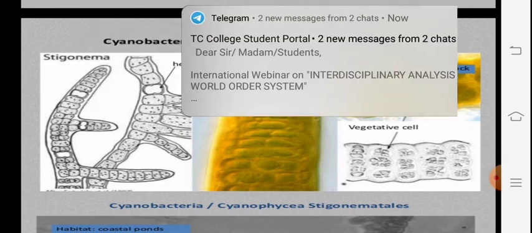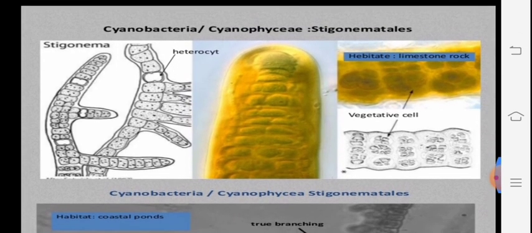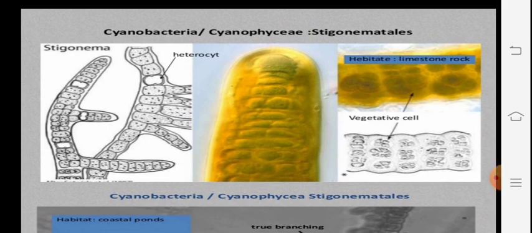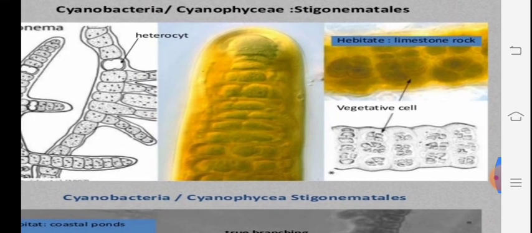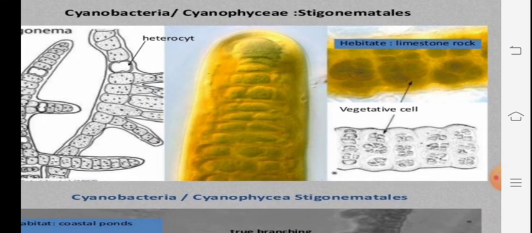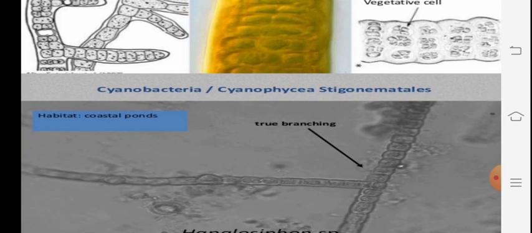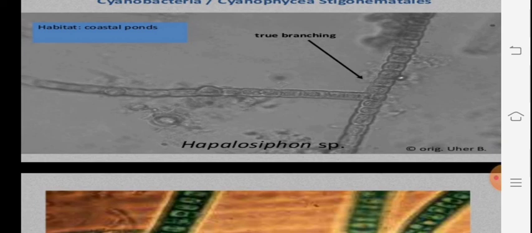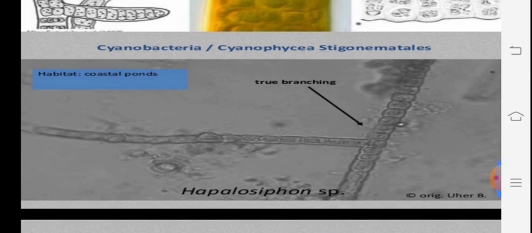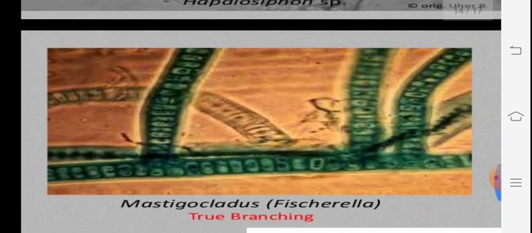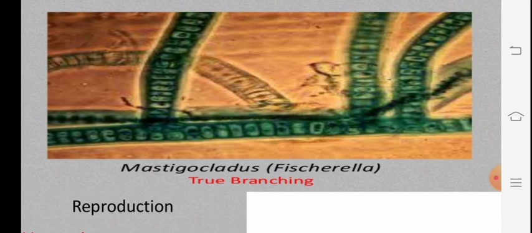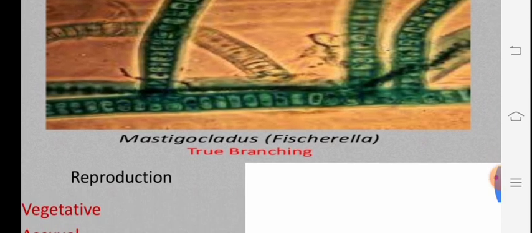Then next, cyanobacteria members. So this shows the heterocyst is there. So this heterocyst is the character for the Cyanophyceae members. Stygonema. You see the right hand photograph, which is generally seen on the limestones. Stygonema. Then it shows some coastal regions, seashore areas. So it shows the Hapalosiphon. So it shows the true branching is there. Then there is the Mastigocladus. It also shows the true branching.